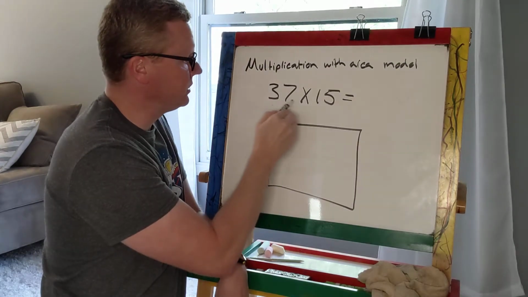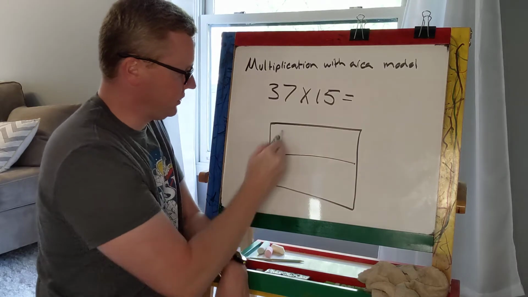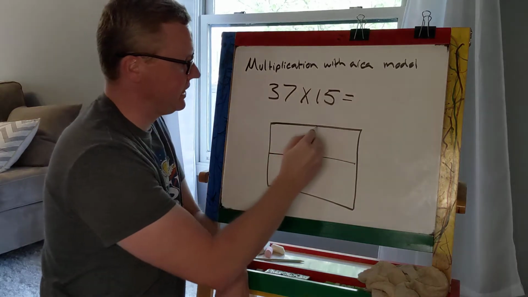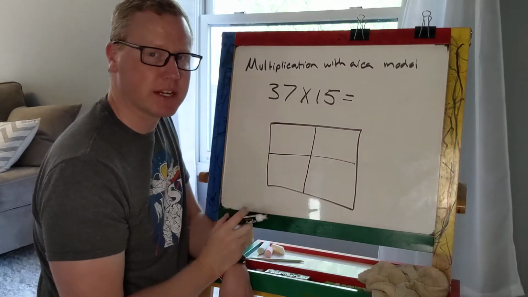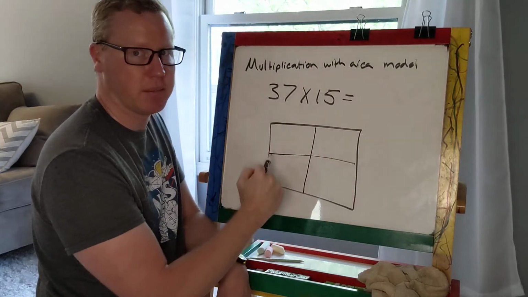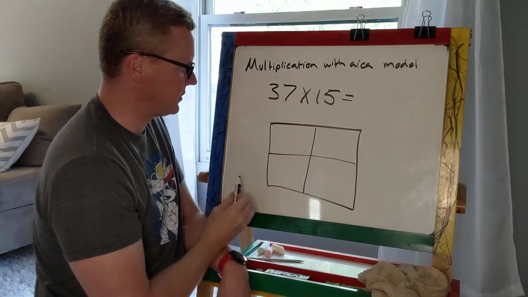We have 2 digits here. So I know I'm going to have 2 boxes sideways, and I have 2 digits here, so I know I'm going to have 2 boxes up and down. We'll do some problems later on where this changes a little bit, our box. But let's break up 37 into its place values.